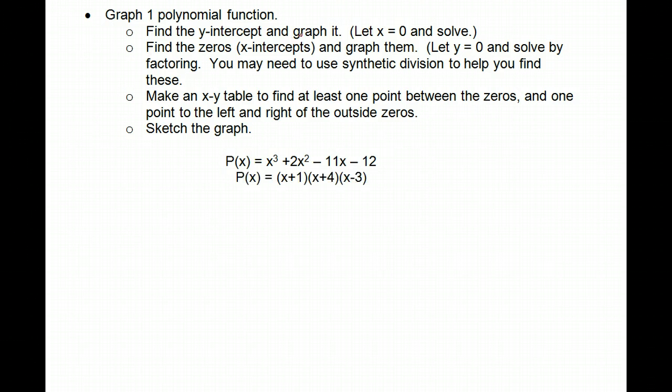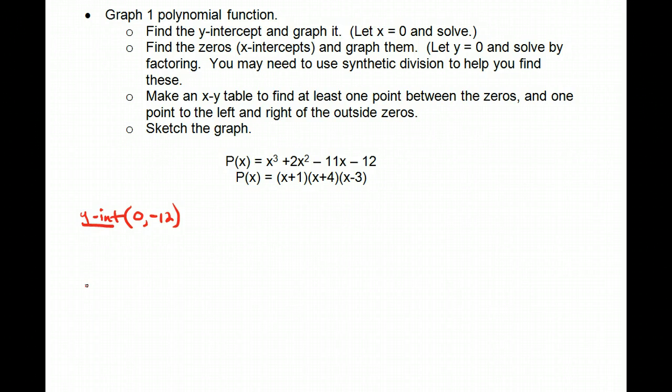Okay, find the y-intercept and graph it. So to do that, we let x equal 0 and we solve. If I let x be 0, I'm going to want to do that in the top equation because I get 0, 0, 0, negative 12. So it looks like my y-intercept is (0, negative 12).